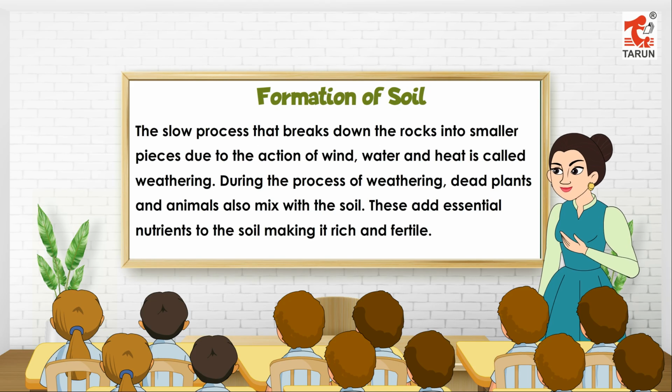The slow process that breaks down the rocks into smaller pieces due to the action of wind, water and heat is called weathering. During the process of weathering, dead plants and animals also mix with the soil. These add essential nutrients to the soil, making it rich and fertile.